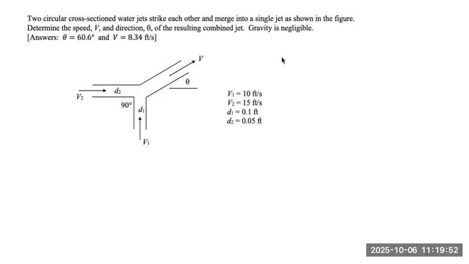Today we're going to go over this problem of fluid mechanics. Two circular cross-section water jets strike each other and merge into a single jet as shown in the figure. Determine the speed and direction theta of the resulting combined jet. Gravity is negligible. First we have to define our control volume and what it is. So we define our control volume as such.